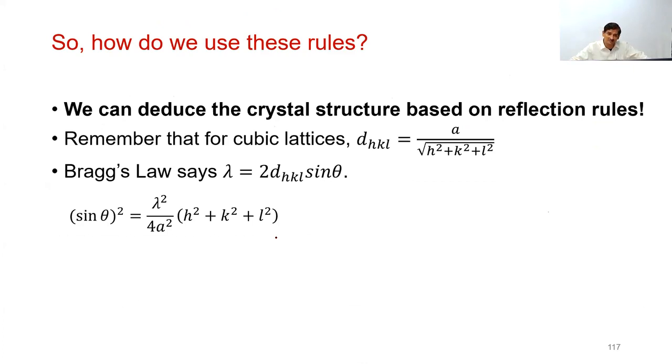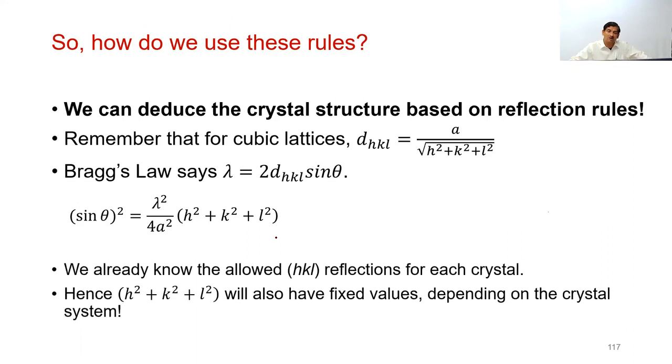So what this tells us is, whenever we are presented with any diffraction pattern, we already know the allowed HKL reflections for each crystal, like we just saw on the previous slide. Supposing we have a crystal and we don't know its structure, and we are asked to identify the crystal structure. The peak positions for those diffraction angles theta will tell you their absolute d spacing values. That is known.